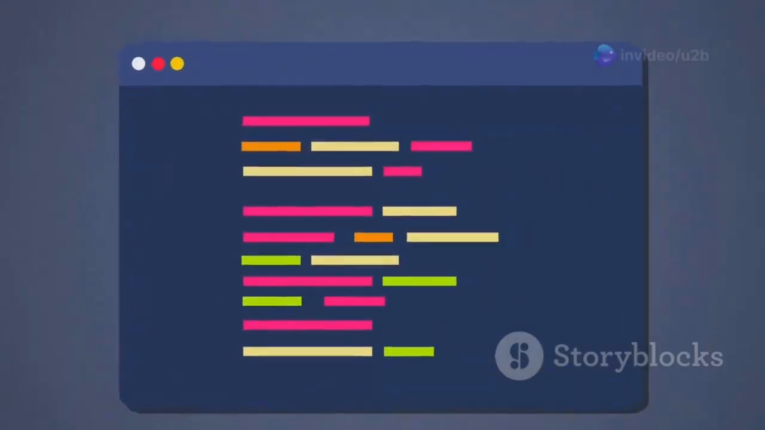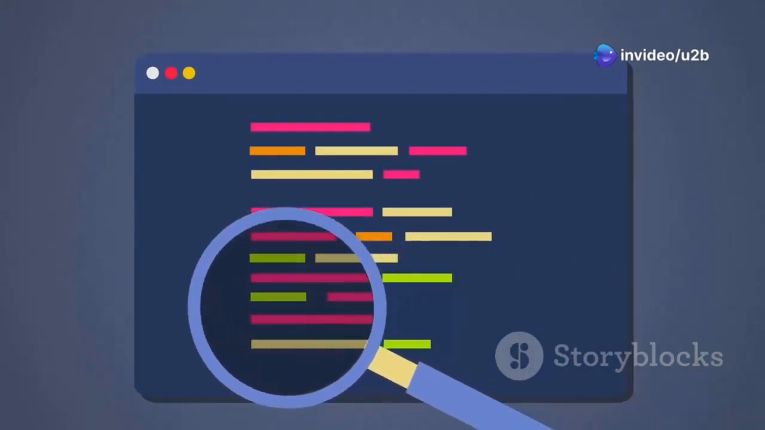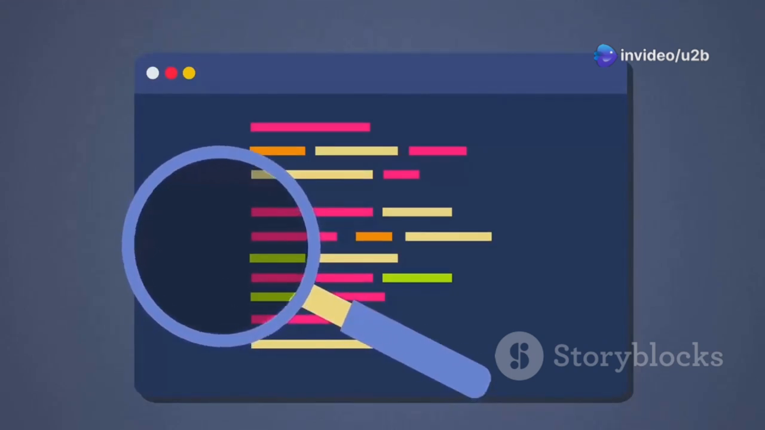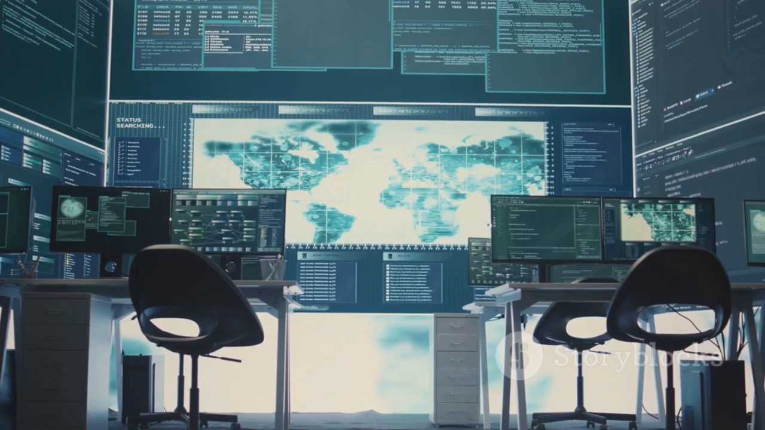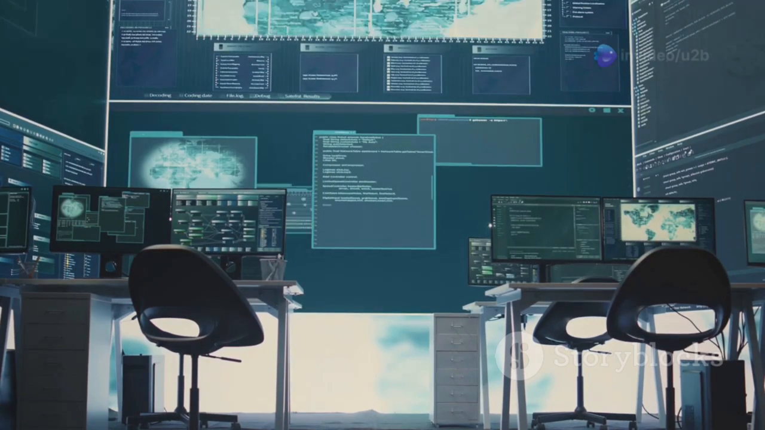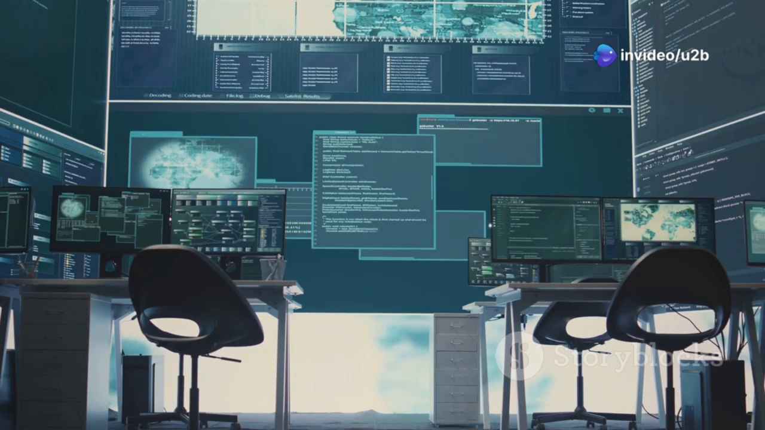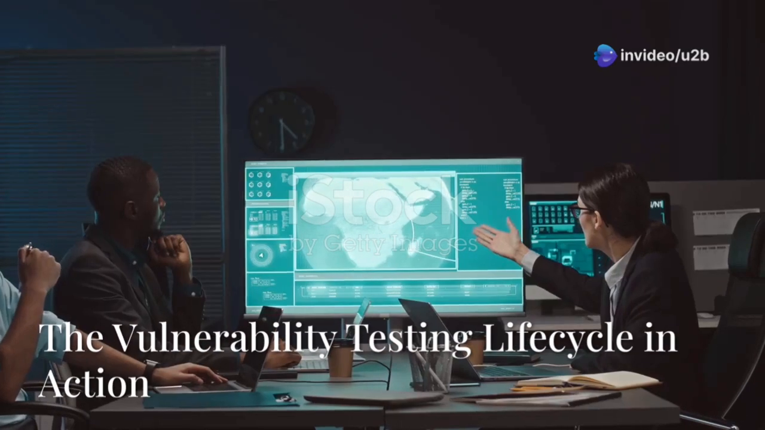Fuzz testing is like bombarding an application with random or unexpected inputs to see how it reacts. This technique can uncover vulnerabilities that might not be found through other methods, such as buffer overflows, memory leaks, or input validation errors. By employing a combination of these advanced vulnerability testing techniques, organizations can significantly enhance their ability to identify and remediate security weaknesses in their applications.